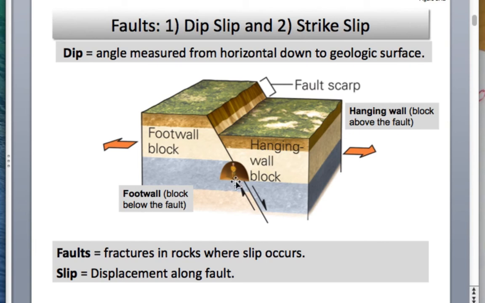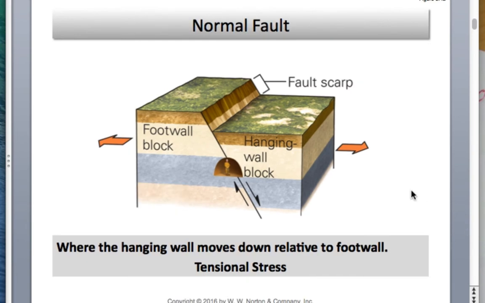Now, the footwall block you could stand on. So the footwall block is always beneath the fault plane, right? So depending on which way the hanging wall block moves, we will have a name for that fault. So let's look at the first one, the normal fault. This is a dip slip fault, and here the hanging wall block moves down relative to the footwall. Hanging wall block moves down.